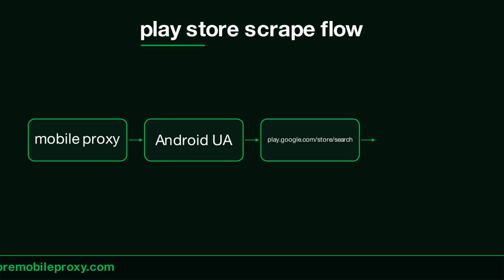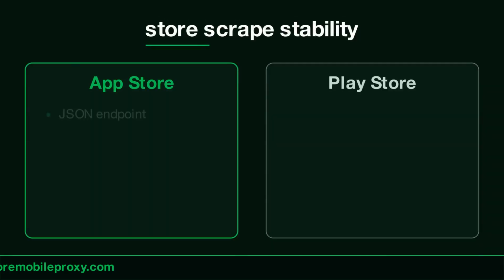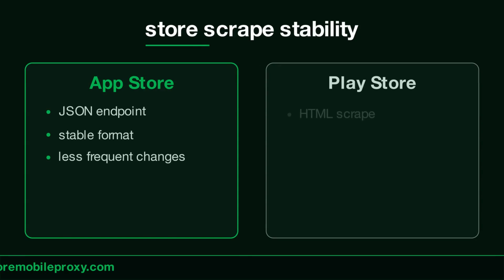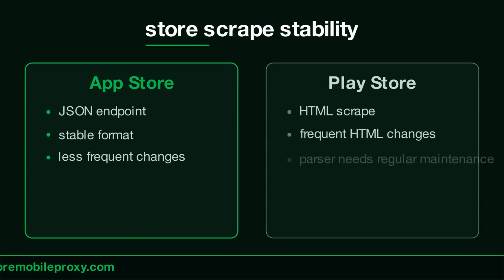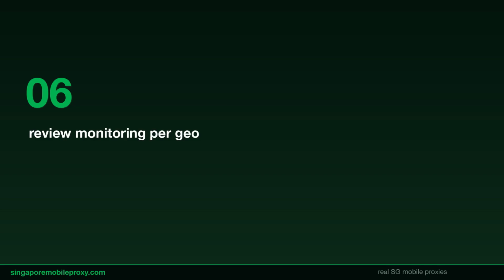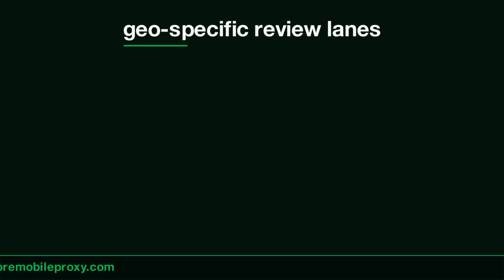The Play Store keyword tracker. The Play Store does not expose a clean search API for third parties. The realistic pattern is to scrape the public web search response from play.google.com/store search. Routing through a Singapore mobile proxy with an Android UA returns the SG storefront response. Play Store HTML changes more often than App Store JSON, so this parser needs maintenance. The mobile proxy itself is stable. The parser is the moving part.